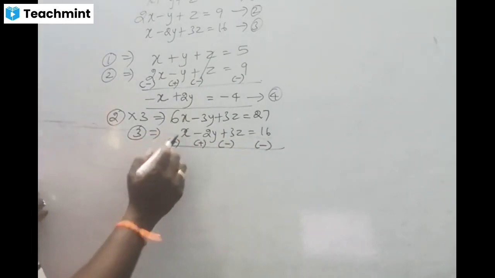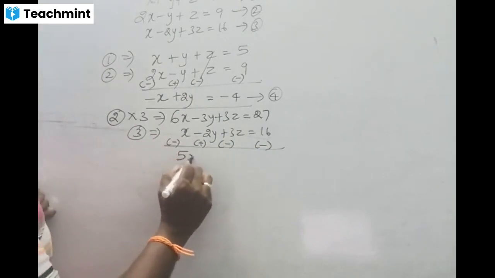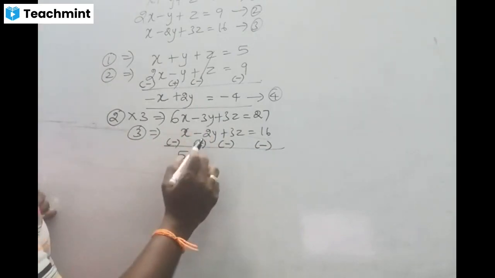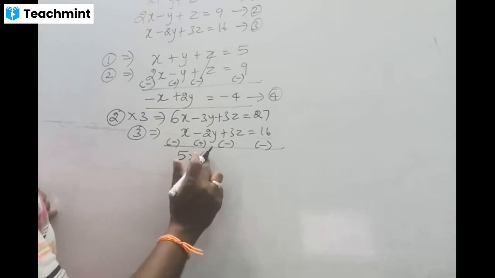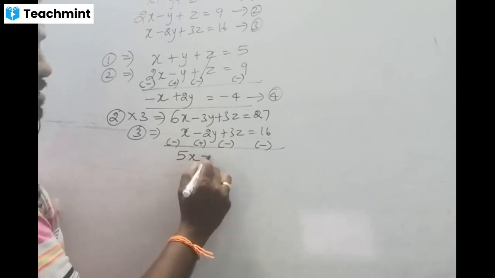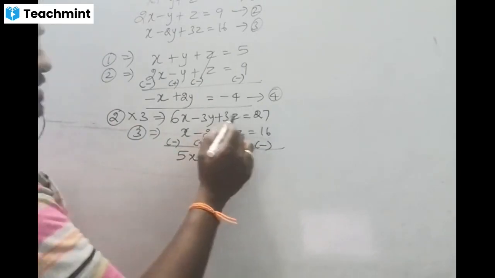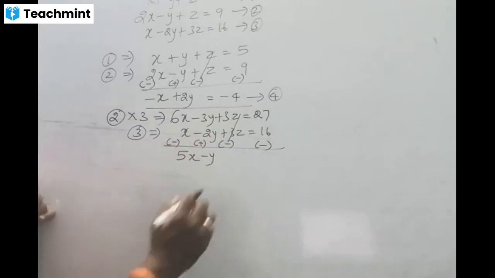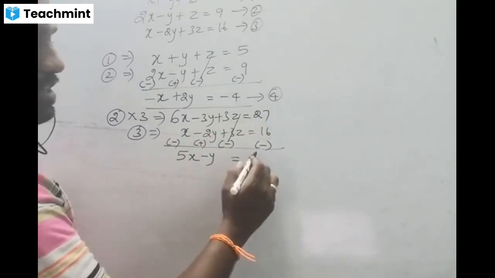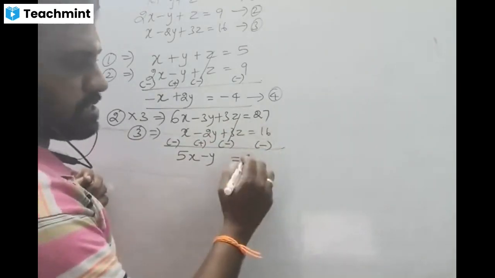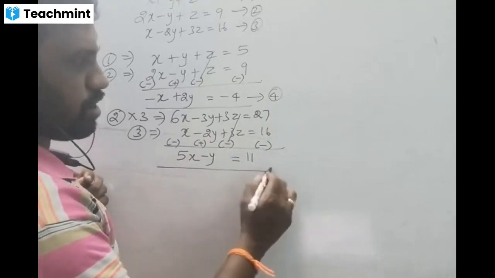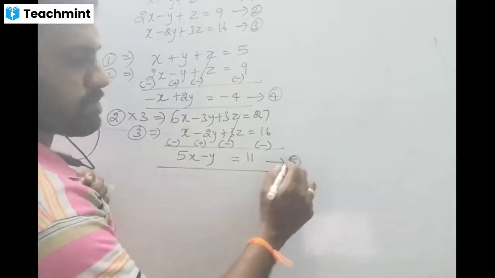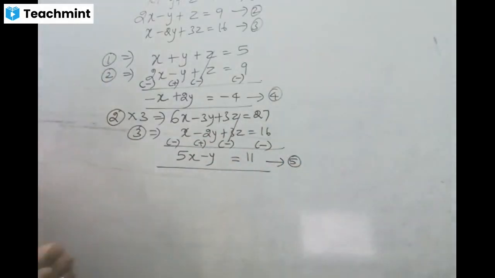And what will happen? 6x minus x is nothing but 5x. And minus 3y plus 2y is minus y. And plus 3z minus 3z is cancelled. Which is equal to 27 minus 16, that will be 11. This is called equation number 5.